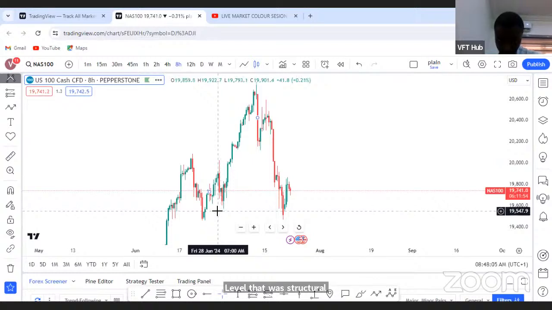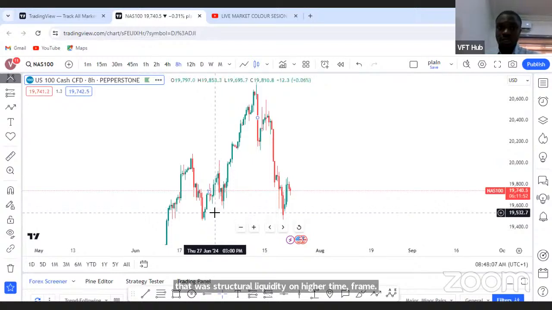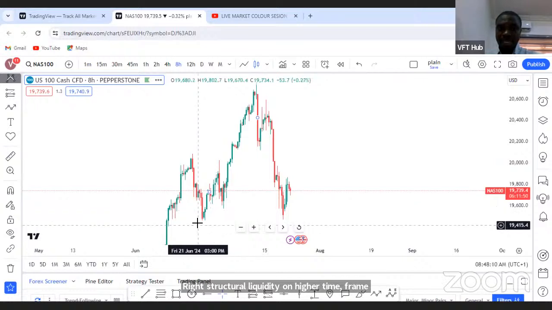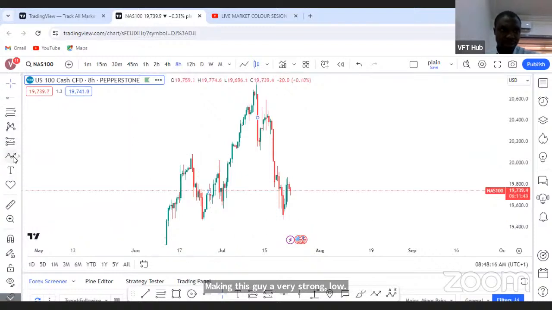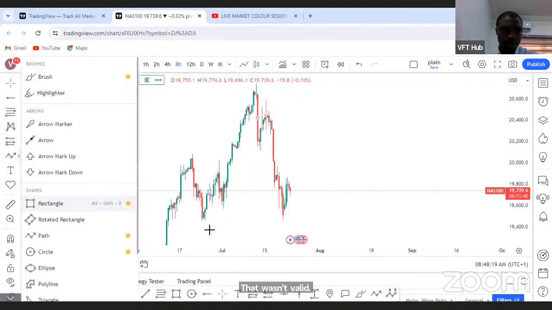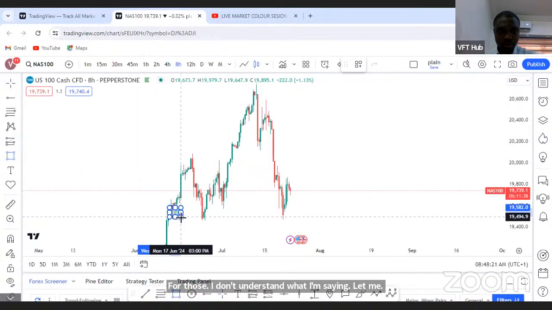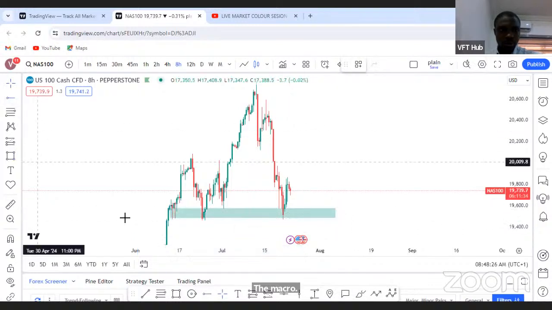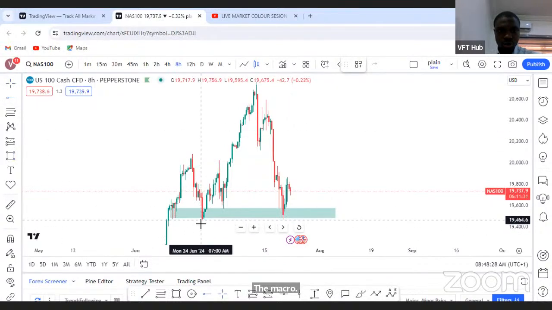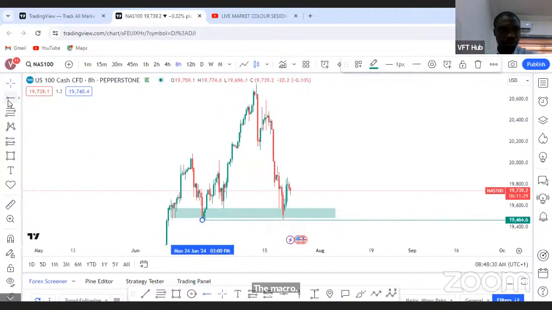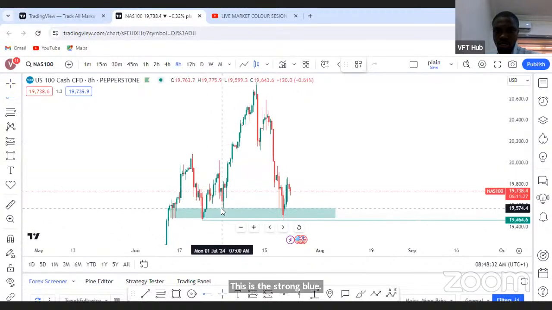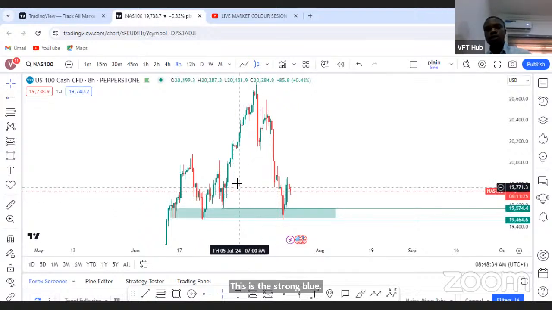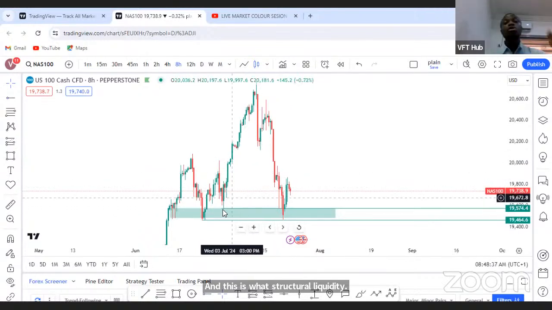higher time frame, right? Served as structural liquidity on higher time frame, making this guy a very strong low that wasn't violated. For those that don't understand what I'm saying, let me draw the markup. This is the strong low, and this is what? The structural liquidity. On H1, this was our strong low on H1.